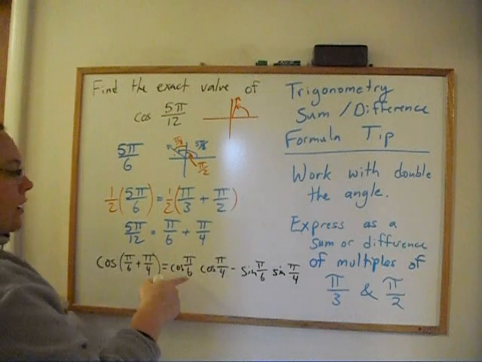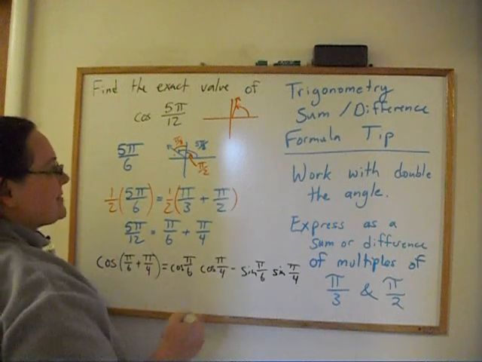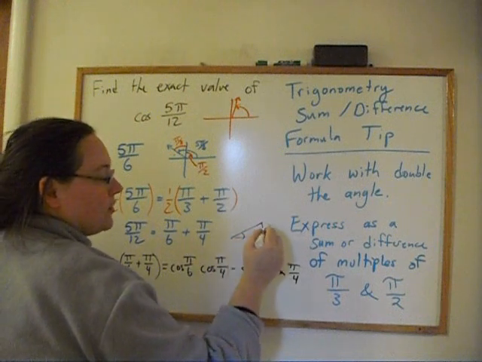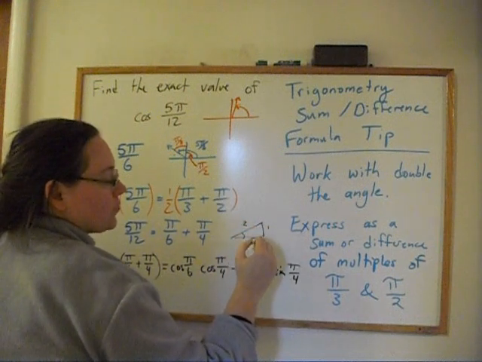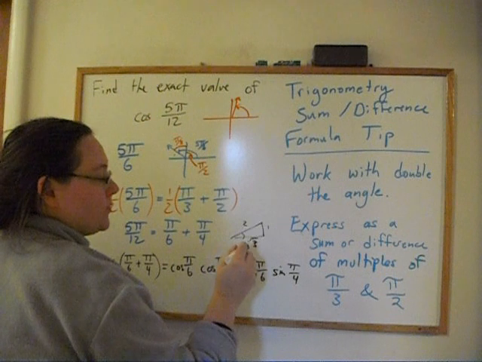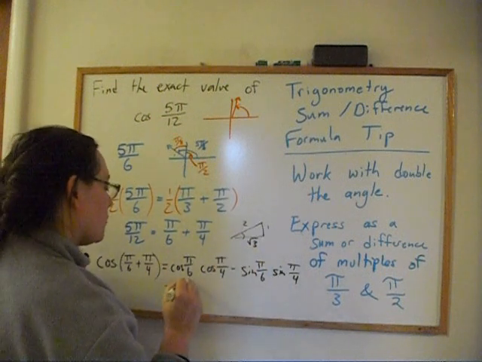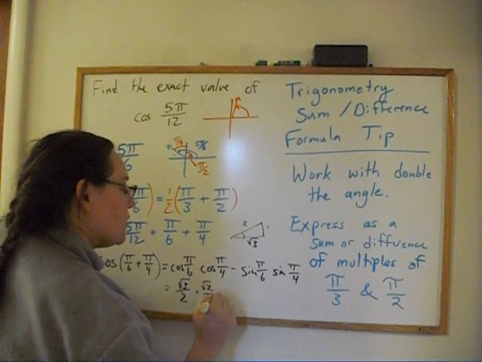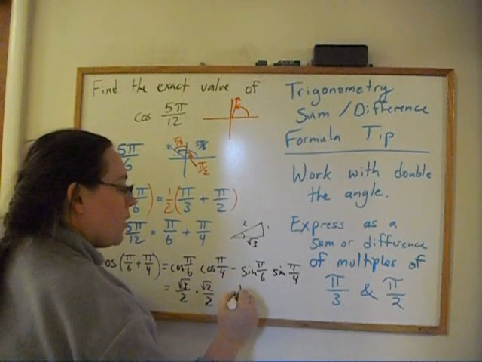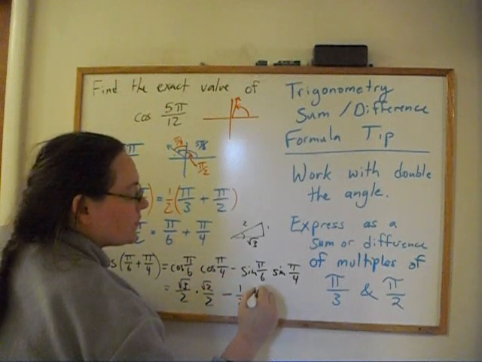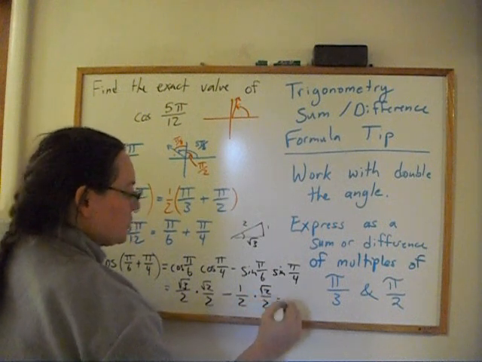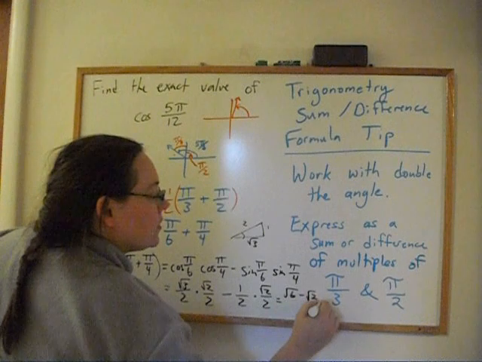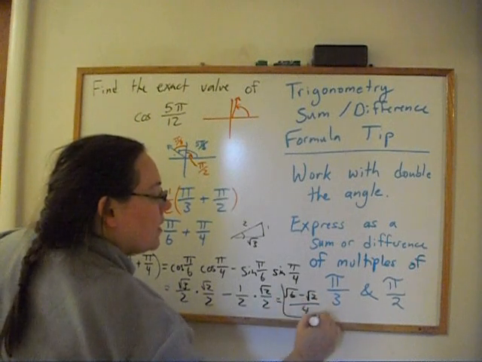And so the cosine of pi sixths, let me remember my pi sixths. Here would be my small angle, 1, 2, square root 3. So cosine would be square root 3. So root 3 over 2 times root 2 over 2 minus 1/2 times root 2 over 2, which gives us root 6 minus root 2 over 4.